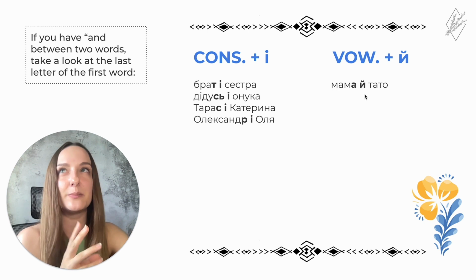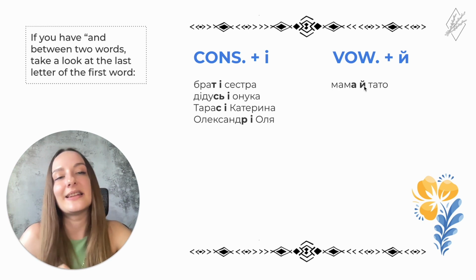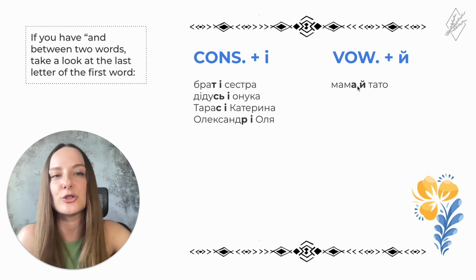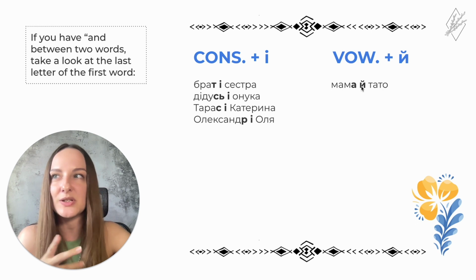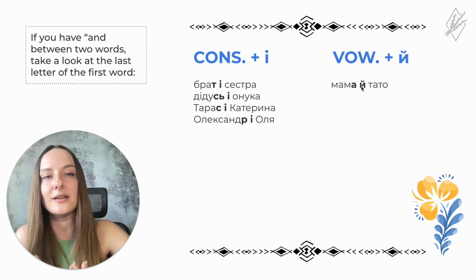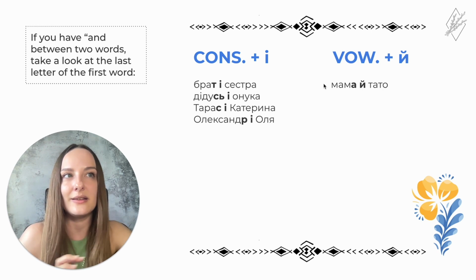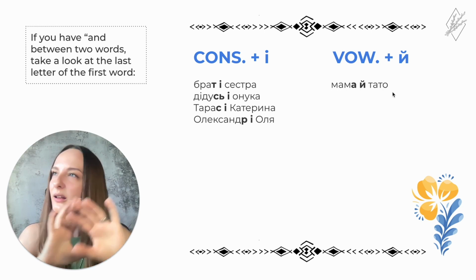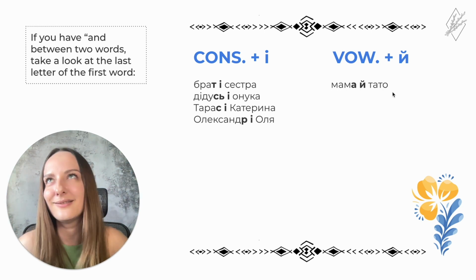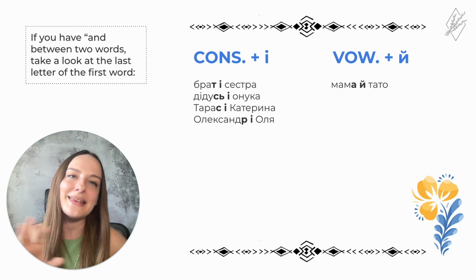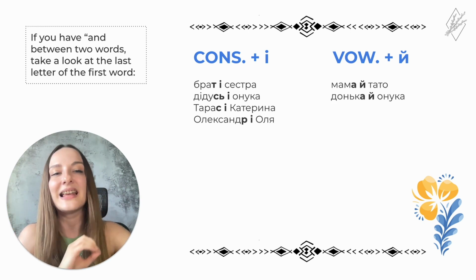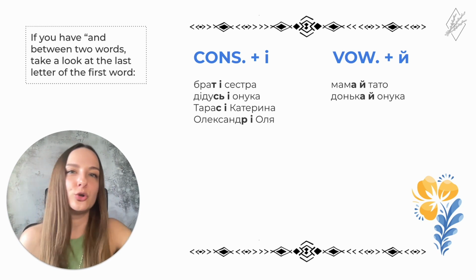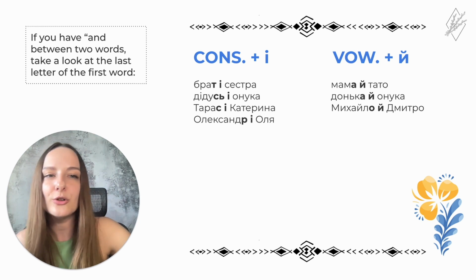And again, if we speak about pronunciation, this й is kind of a compound sound, as we call it in linguistics, which means that we say something in between й and і. So more like ий. Мама і тато. It is only if you want to sound very natural. If not, just say мама і тато. It is perfect. Донька й онука. Михайло й Дмитро.